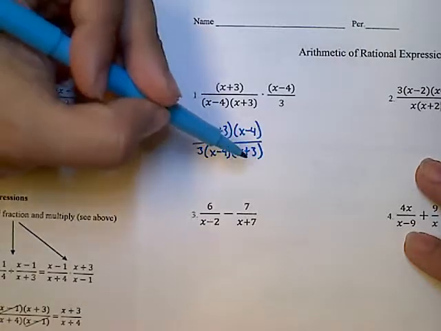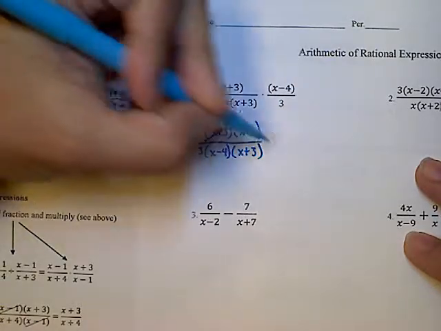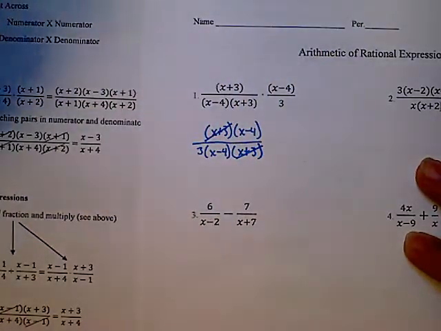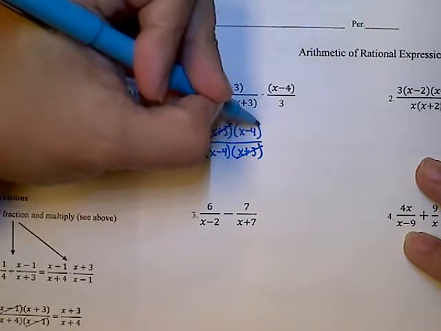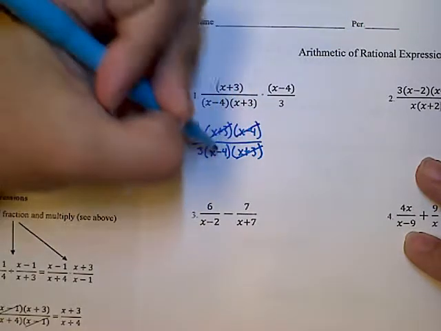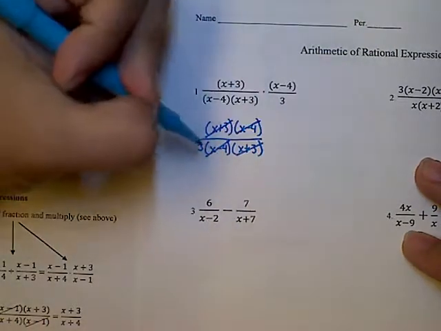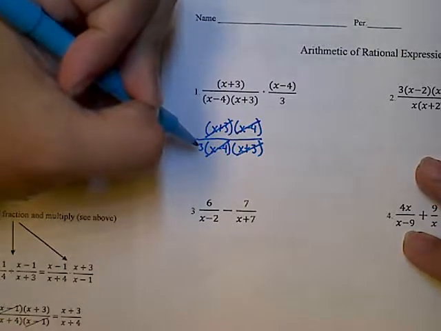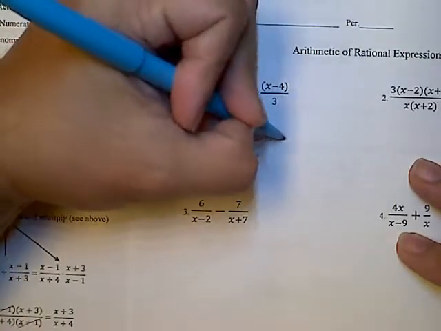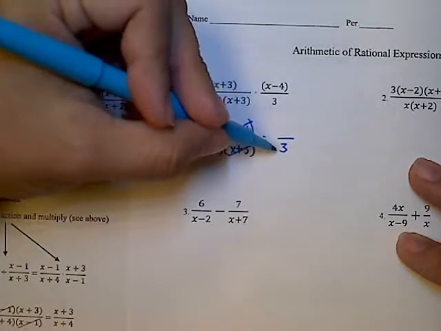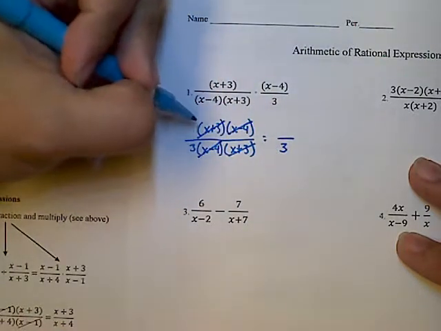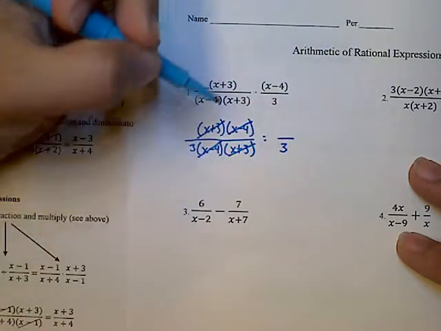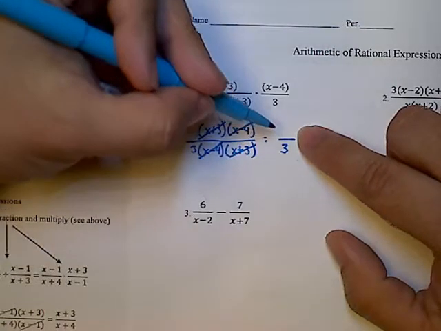Both of these have x plus 3 in the numerator and denominator, so they are gone. Both of them have x minus 4 in the numerator and denominator, so they are gone. Now, what we notice is that 3 is still in the denominator, so we need to keep 3 in the denominator still. It does not suddenly move to the numerator just because it doesn't look like there's anything left up here. The question is, what is left here in the numerator?